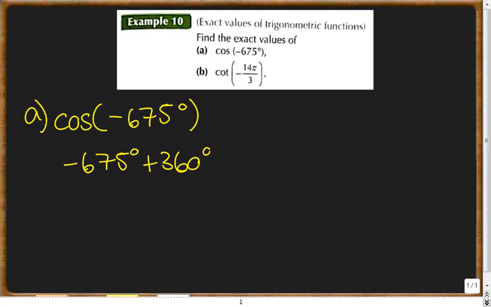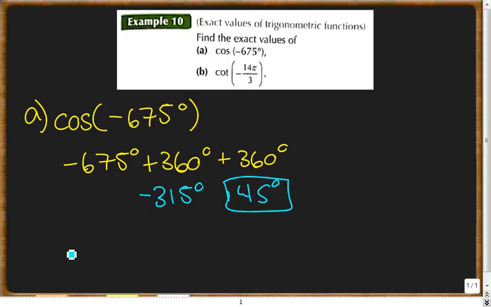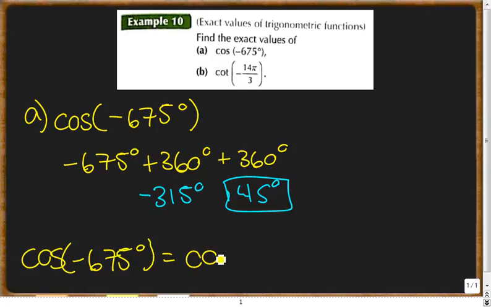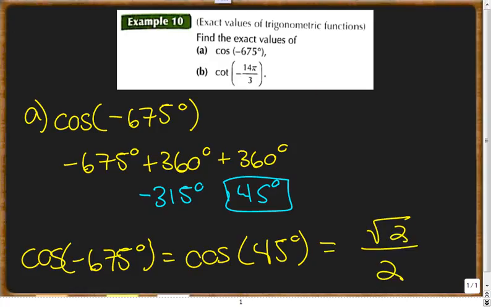Well, this should make negative 315 degrees. And if I add 360 again, I'm going to end up with 45 degrees. Okay, so the cosine of 45 is really what I'm looking for. So the cosine of negative 675 is the same thing as the cosine of 45, which is the square root of 2 over 2. Right, so that's the first one. That's very good, very nice.